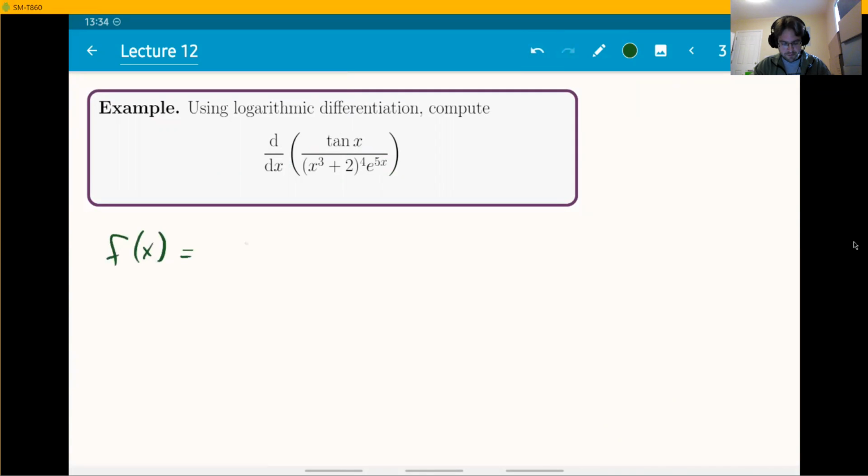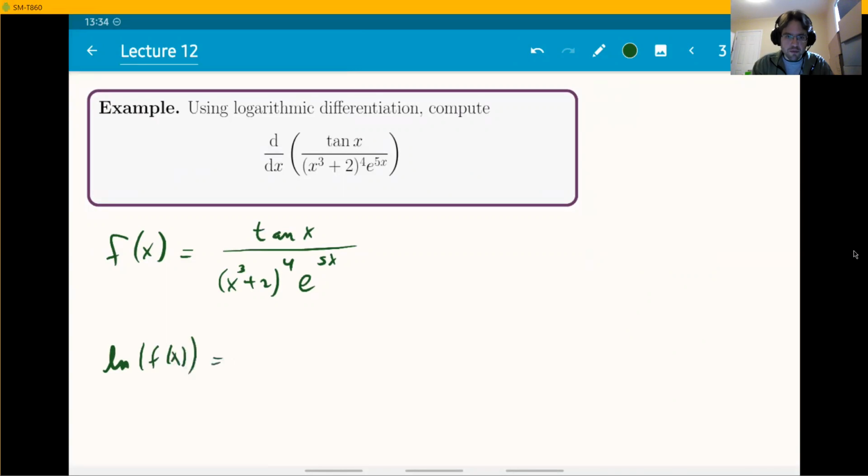You're going to be calling f the original function. We're going to need to remember that this is the expression for f. We will plug this into the final expression. But let's take the log. What is ln of f? Okay, when you take a log of a quotient like this, the way that you take a log of this is log of the top minus log of the bottom.